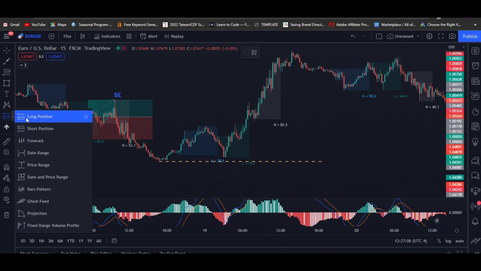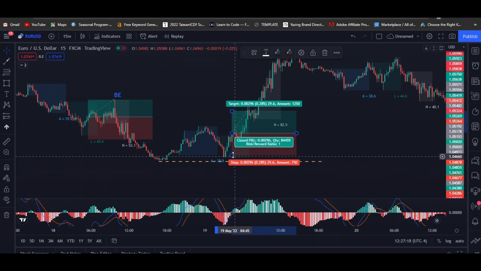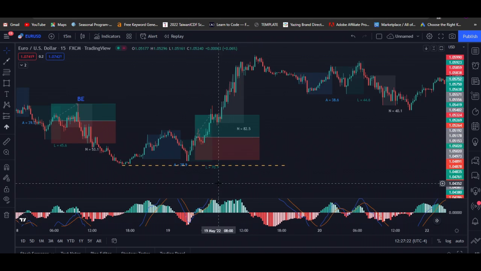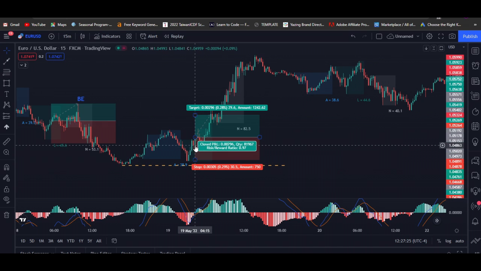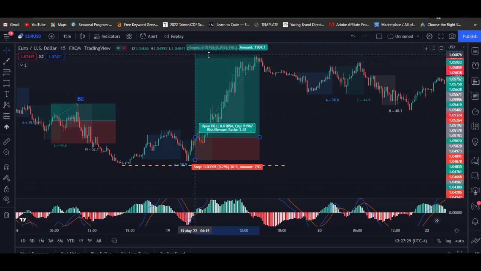So make sure this is long here, long. So we'll look for entry on the very first green bar on the histogram. Entry right here. 30 pip stop loss. Let's see where price went.